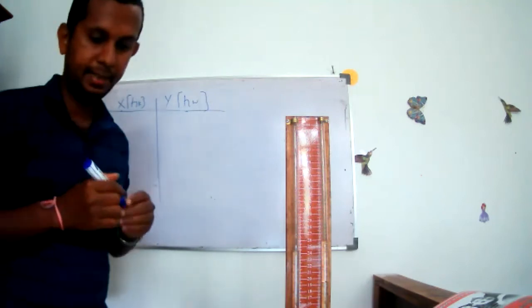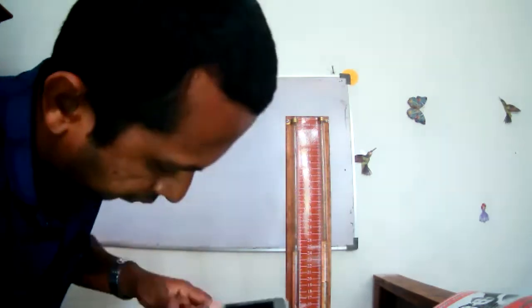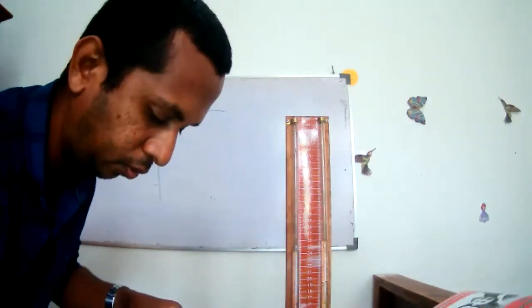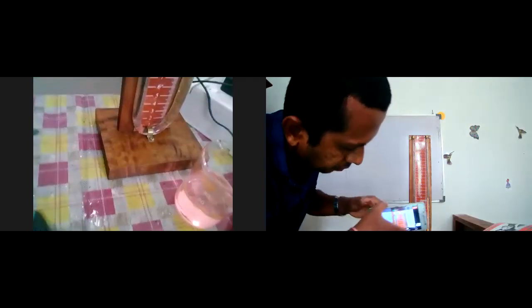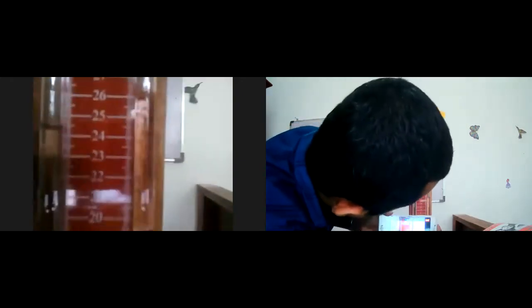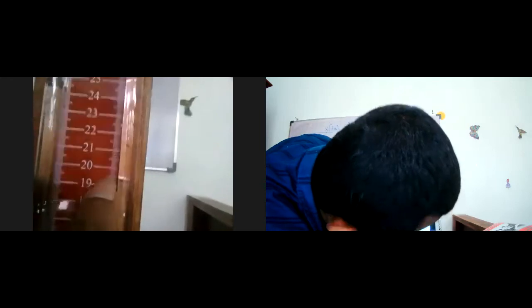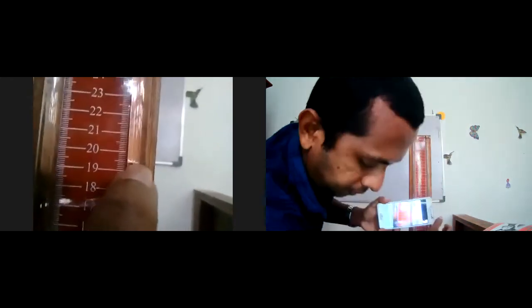So now I have already added. First I want to identify the interface position. Now this is the position of the water and kerosene oil interface, right? The reading is equal to 19.4, I think. Yes, the reading is how much? 19.4. This reading is 19.4, right?